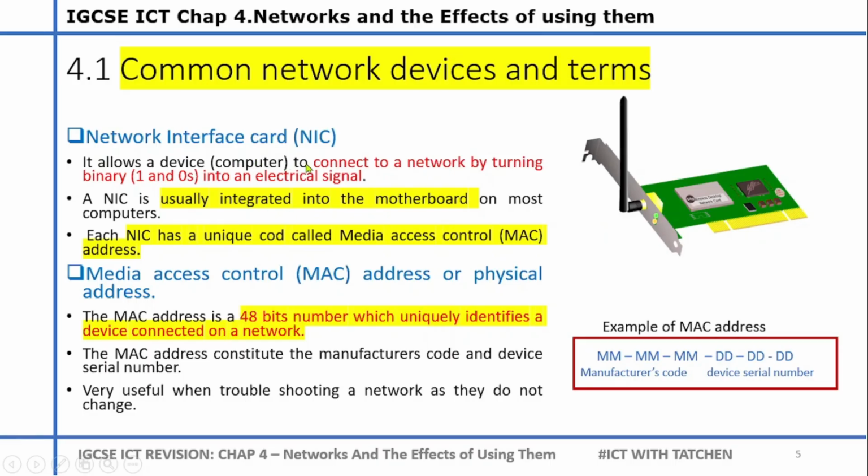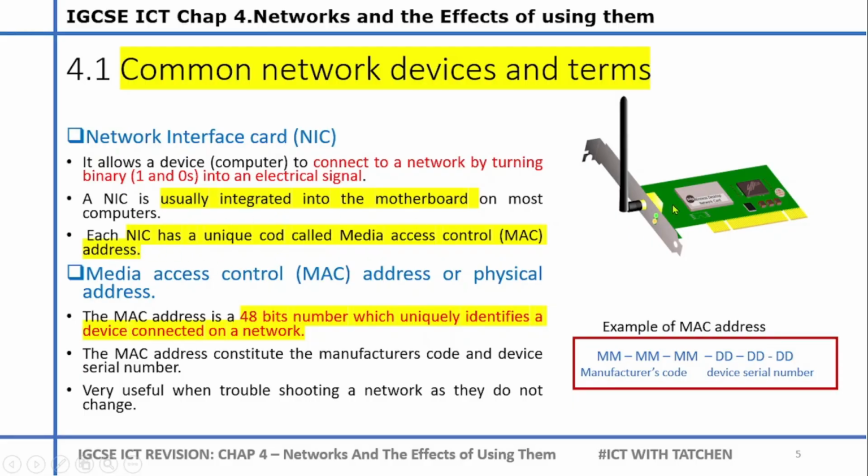So it allows a device to connect to a network by turning 1s and 0s into an electrical signal. So basically, the network interface card helps your computer to connect to the internet. Now, a network interface card is usually integrated into the motherboard on most computers. So when your computer is built, it has an inbuilt network interface card. That's what helps you to network.